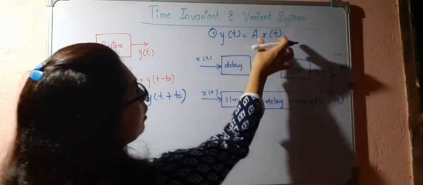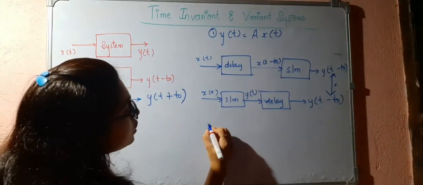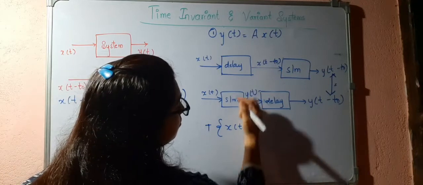So one thing I will do, I will pass this signal through this delay, that is t naught delay. So now I am operating on this signal x of t.